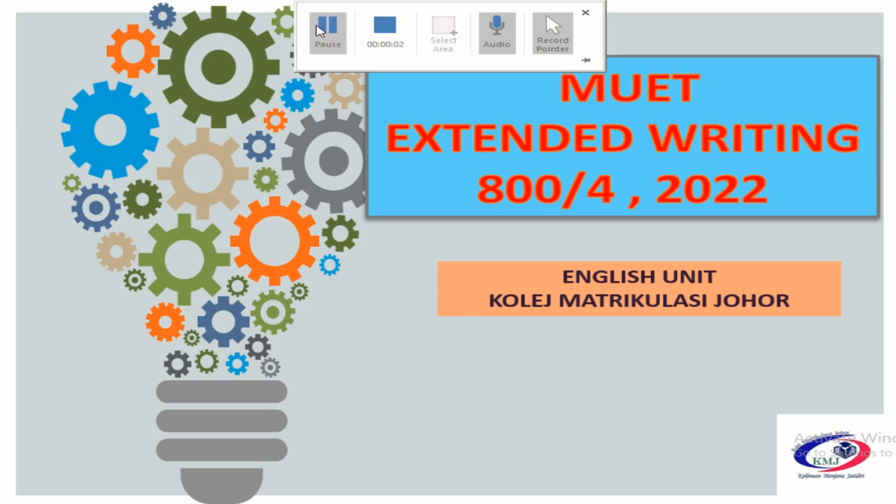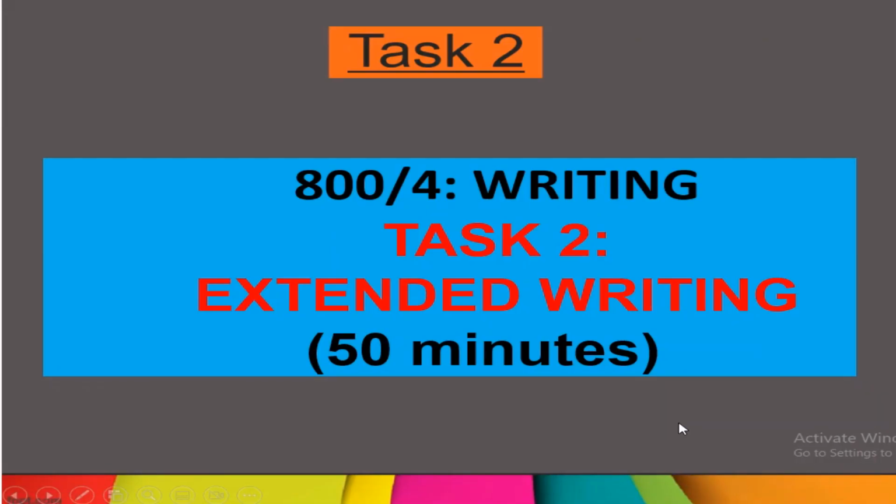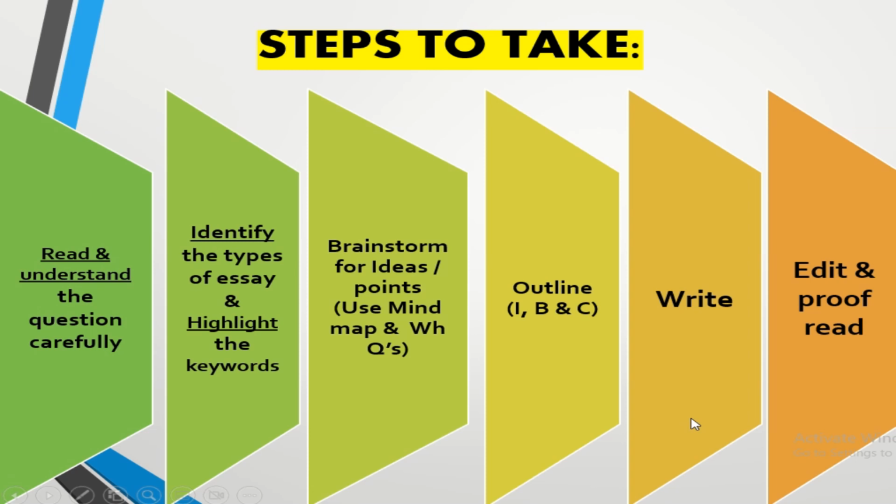Hello everyone. Today we are going to look at Muet Extended Writing Paper 4 Task 2. First of all, you are advised to spend 50 minutes for this task. And when you are trying to answer the questions, these are the steps for you to take.